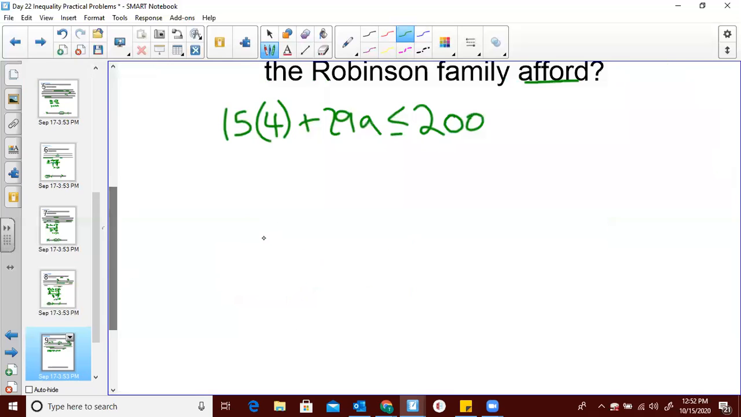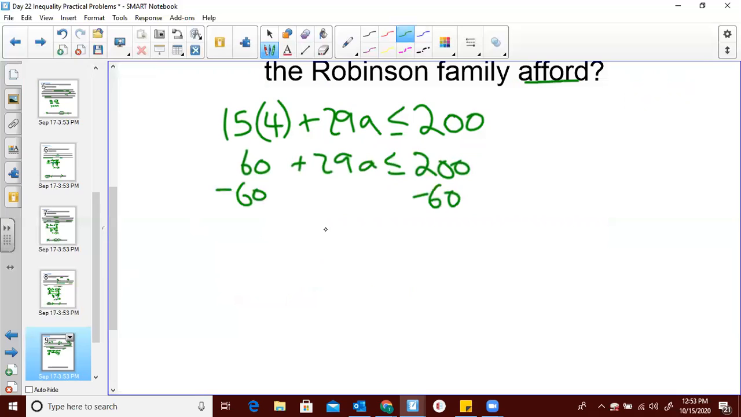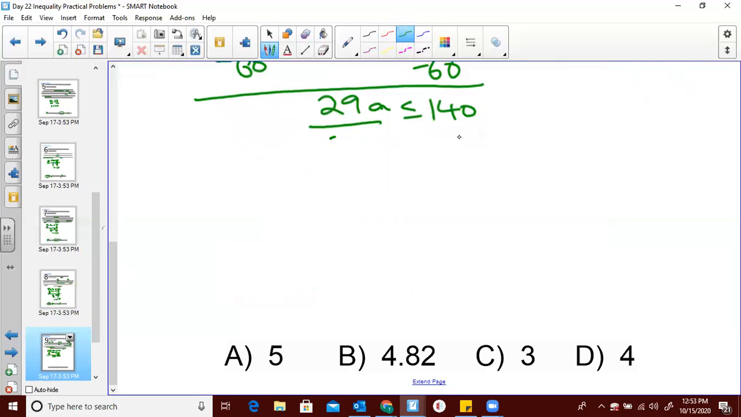All right, so we just have to solve for A. So 15 times 4 is 60, plus 29A. Now we're down to just your traditional old school 2-step inequality. Those are going to cancel. And we'll have 29A is less than or equal to 140. When you divide both sides by 29, A is going to be less than or equal to 4.82.